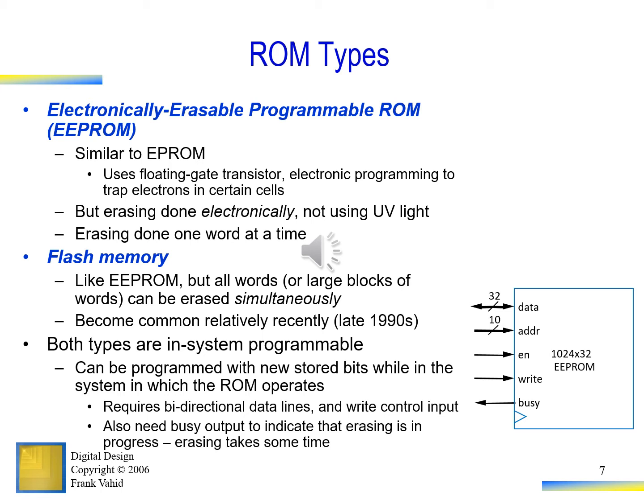Then comes flash memory. Like EEPROM, but all words can be erased simultaneously. This flash memory has become very common since the late 1990s. Both types are in-system programmable. So you can see the EEPROM has data input as well as data output. We have an address, enable, write, and busy pin.